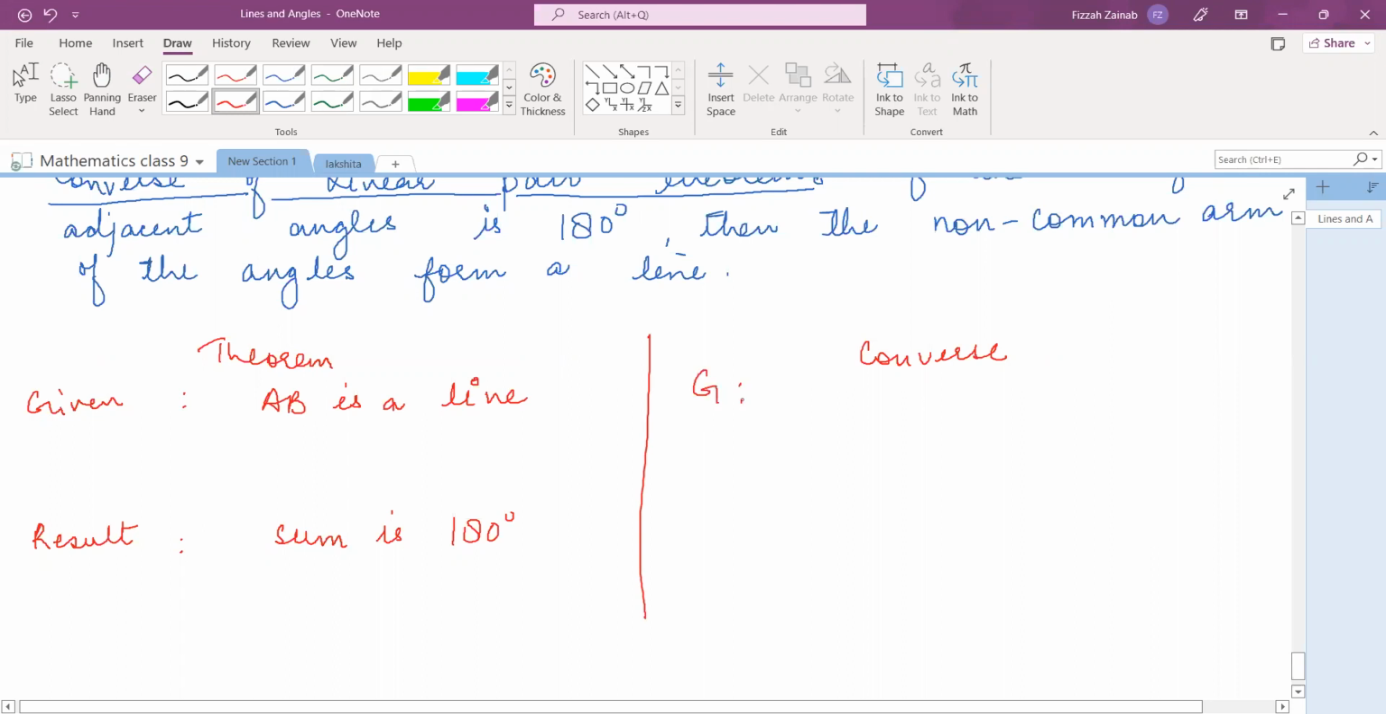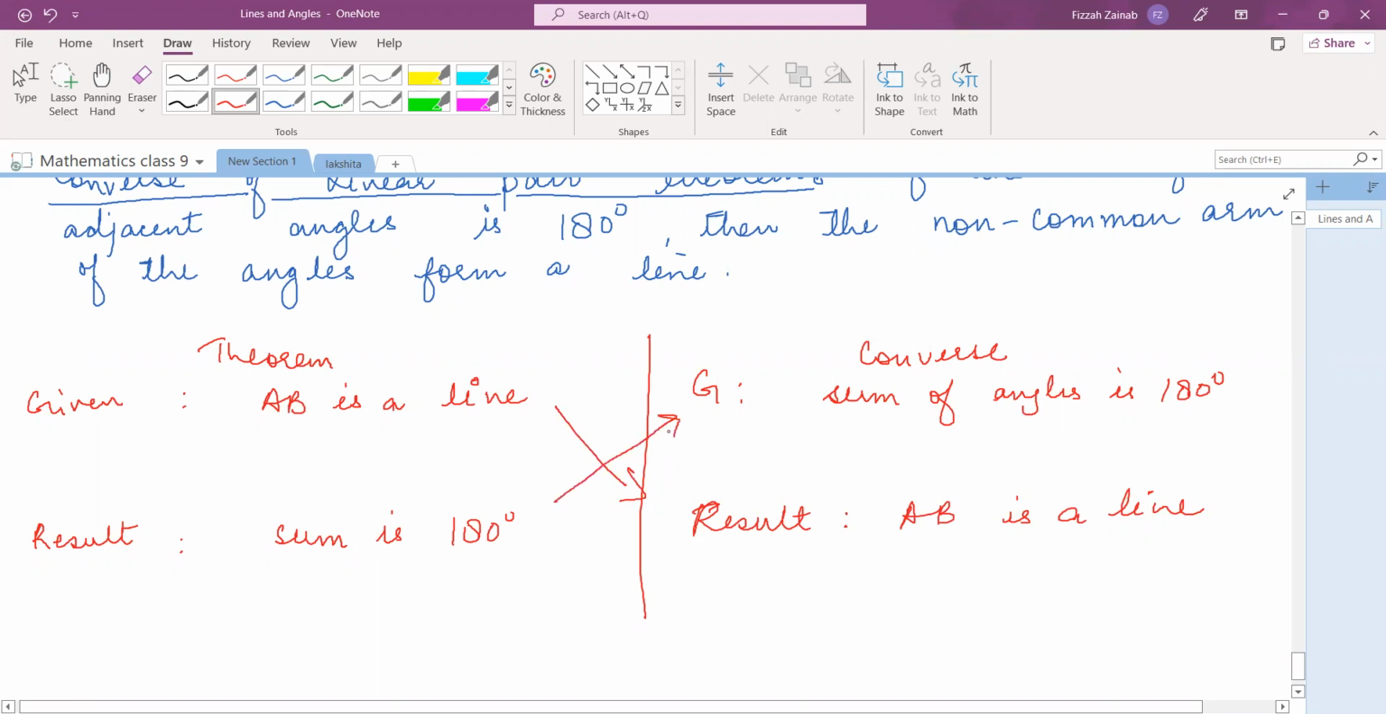That means the given situation is that the sum of the angle is, sorry, 180 degree. See, it's not given that AB is a line. Only it is given that the sum of the angle is 180 degree. So the result will be that AB is a line. Understood? The given condition will be the result this time, and the result will be the given condition of the converse. Understood? Yes. So that's how you understand the converse of any theorem.